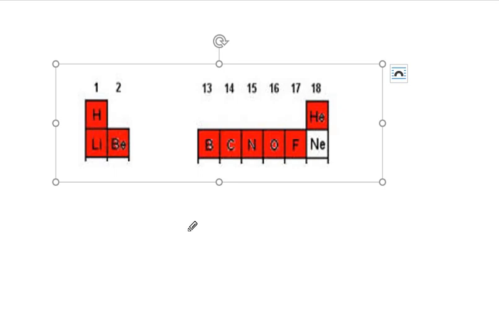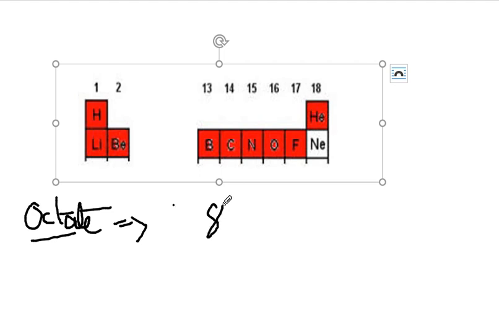So today we are going to discuss octet rule and duet rule. Now, when we are discussing octet rule in the periodic table, octet rule is something where elements have a tendency to attain stability by attaining 8 electrons in their valence shell. Valence shell means the last shell having 8 electrons. If they have 8, then they will be very stable and unreactive as well.